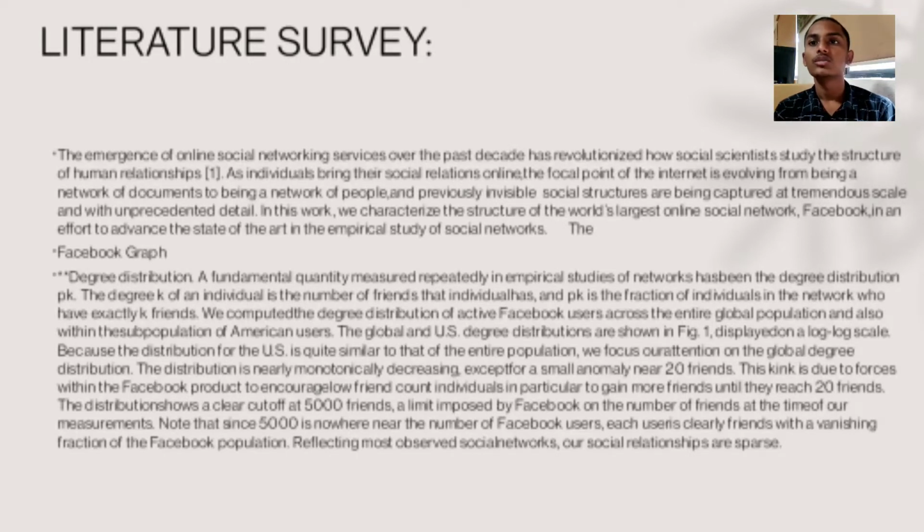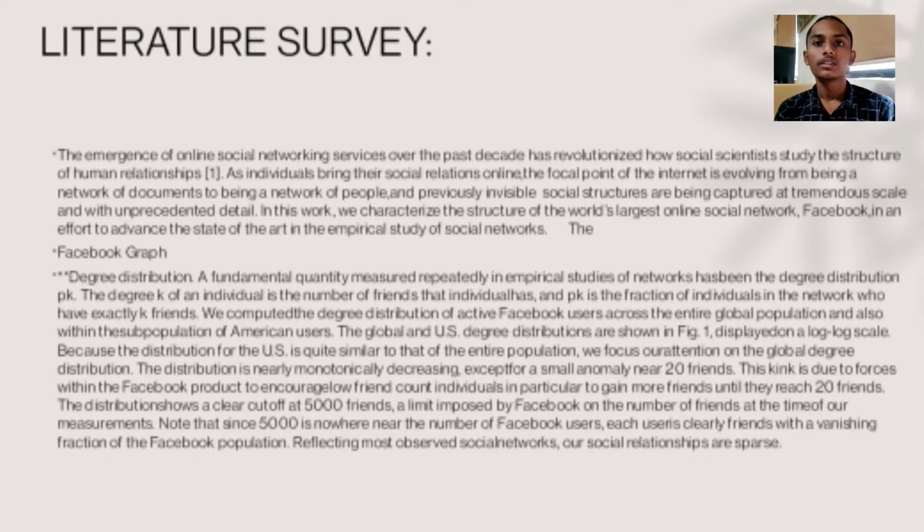We computed the degree distribution of active Facebook users, for the entire global population and also for the subpopulation of American users. The global and US degree distributions are shown in figure 1, displayed on a log scale. The distribution for the US is quite similar to that of the entire population, so we focus our attention on the global degree distribution. The distribution is nearly monotonically decreasing, except for a small anomaly near 20 friends.